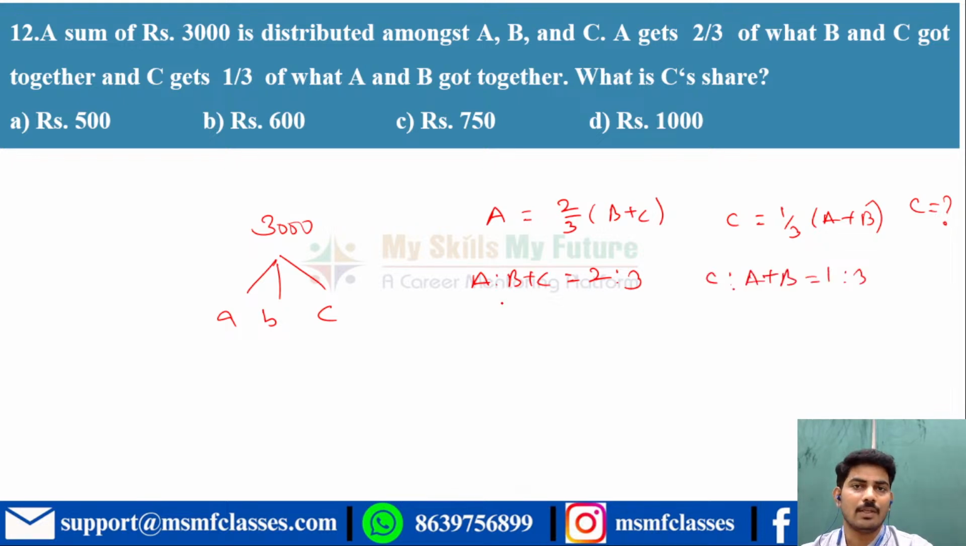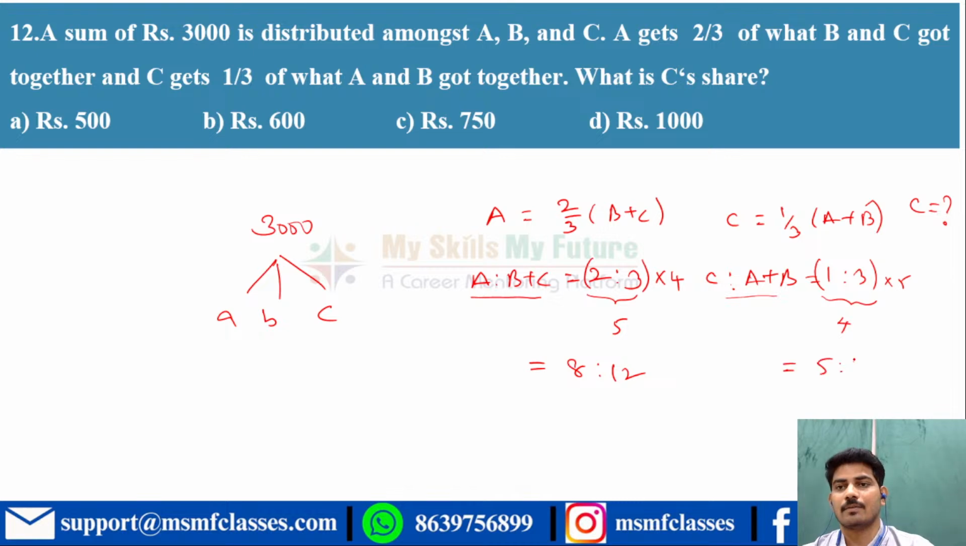So here also ABC is present, here also ABC is present, and if I add this one, the number of parts here will be 5, and if I add this one, it will be 4 parts here. But when the same terms are present, we need to make the number of parts the same in both ratios. For that, I multiply this one with 4 and this one with 5. After that, the new ratio I'll get is 8 is to 12, and 5 is to 15.